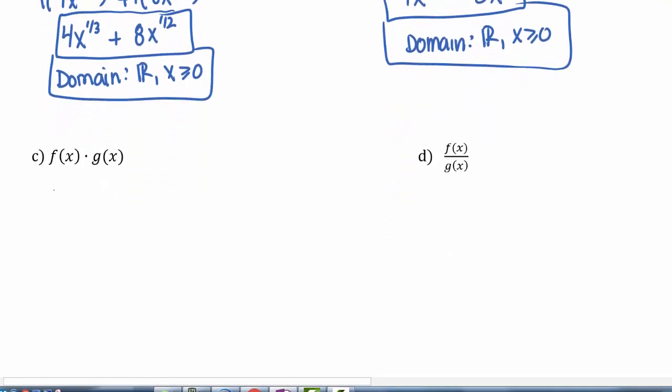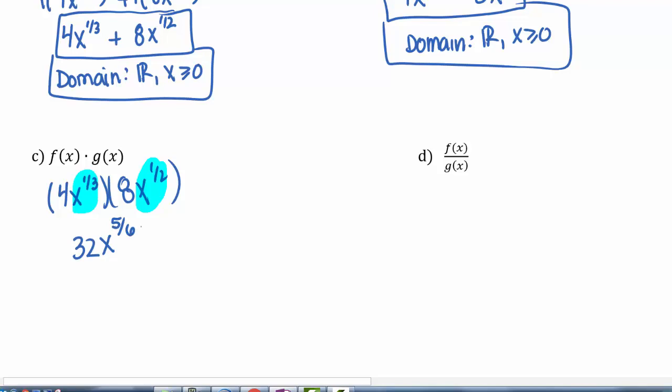Now I have f times g, so 4x to the 1/3 times 8x to the 1/2. What's 4 times 8? Well, that's 32. Now I'm multiplying x to the 1/3 and x to the 1/2. They have the same base, so my base stays the same as x. Since I'm multiplying, I have to add the exponents. 1/3 plus 1/2 is 5/6.